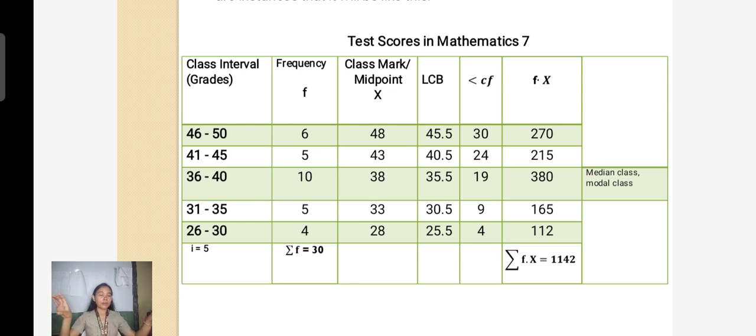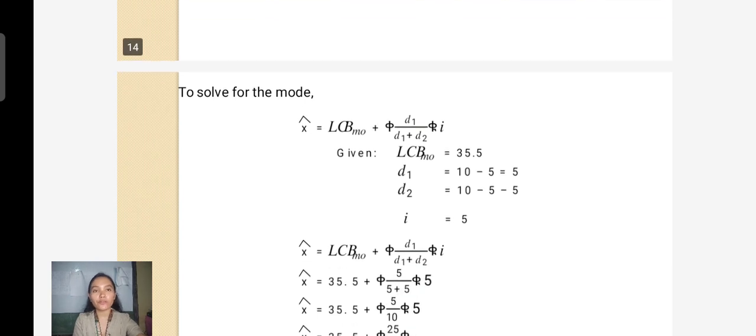So, to get D1 based on the description in the formula, you subtract the frequency of the model class minus the frequency above it. So 10 minus 5, that is equal to 5.